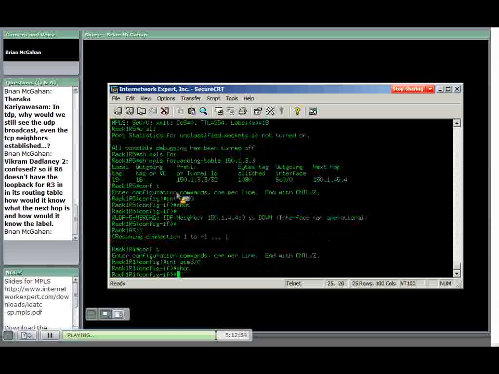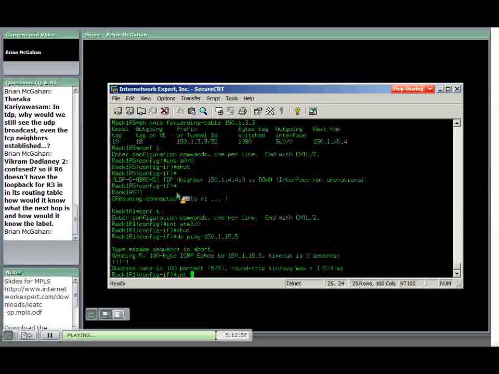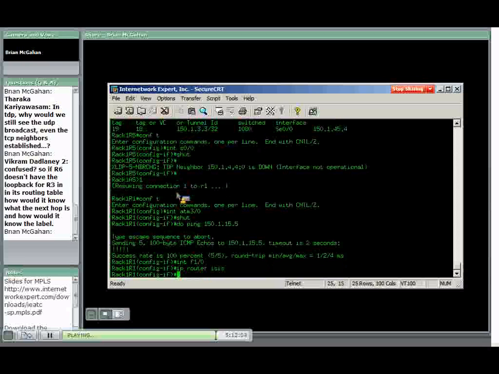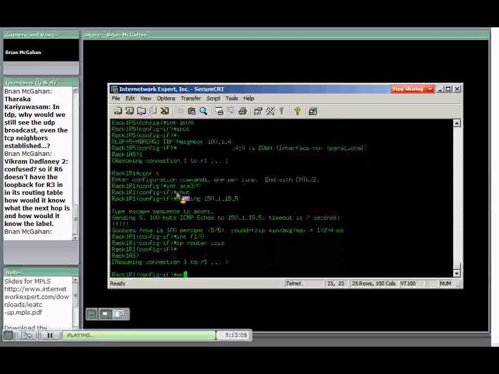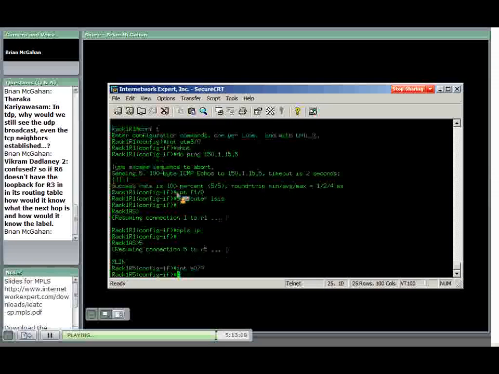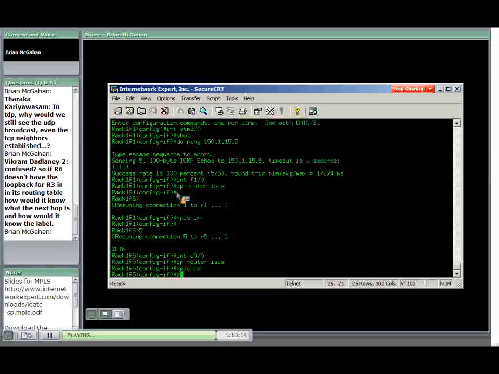Okay, there's a question here. If router 6 doesn't have the loopback for router 3 in its routing table, how would it know what the next hop is, and how would it know what the label is? Okay, if router 6 did not have router 3's loopback in the routing table, it would not be able to build a label switch path for it. You can only build LSPs for routes that you have installed in the routing table.